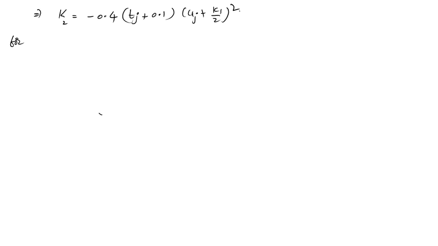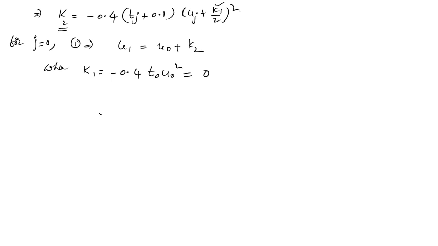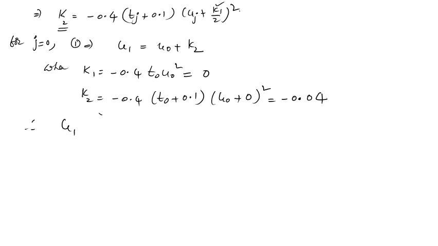First one. Therefore, for j equals 0, equation 1 implies u1 equals u0 plus k2. Why is k1 required? To get k2 I need k1. What is the first k1 value? Minus 0.4 t0 u0 squared, so this is 0. And what is the k2 value? Minus 0.4 (t0 plus 0.1) times (u0 plus k1) squared, with k1 equal to 0. So k2 becomes minus 0.04. Therefore, u1 equals u0 plus k2, 1 plus minus 0.04, this is 0.96.